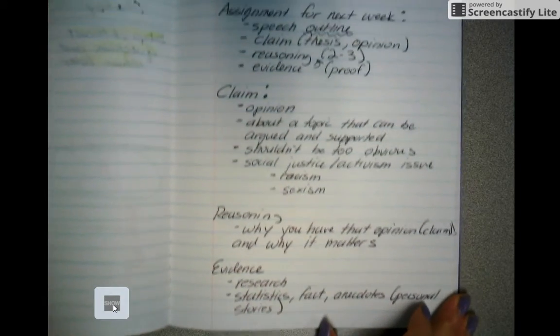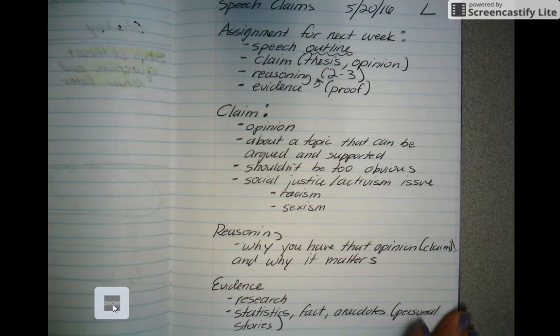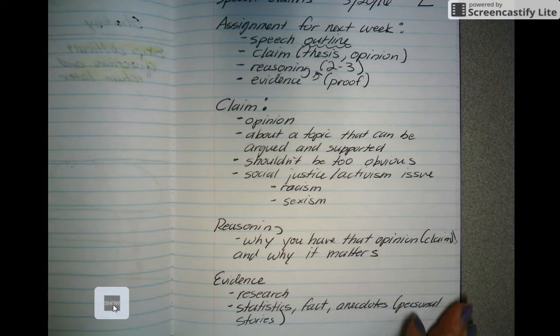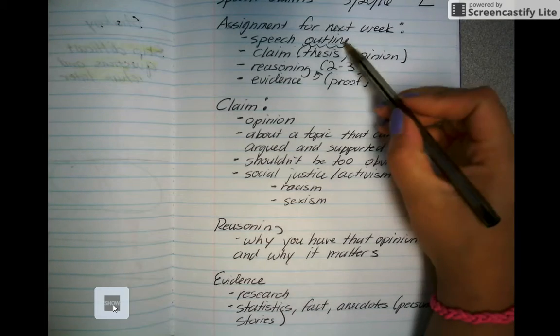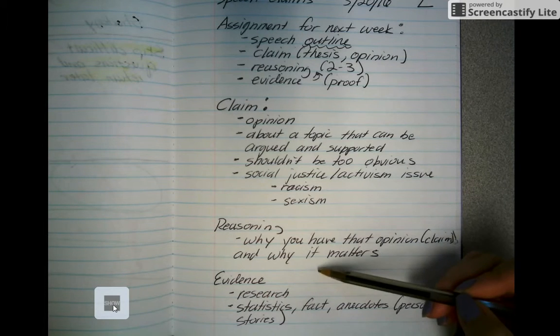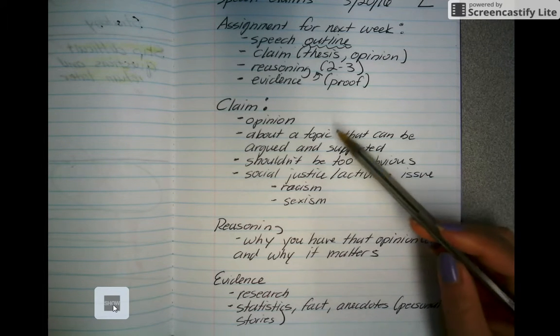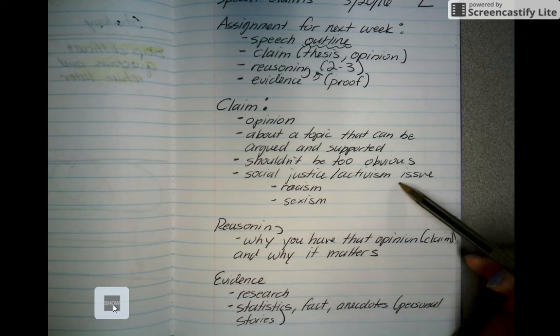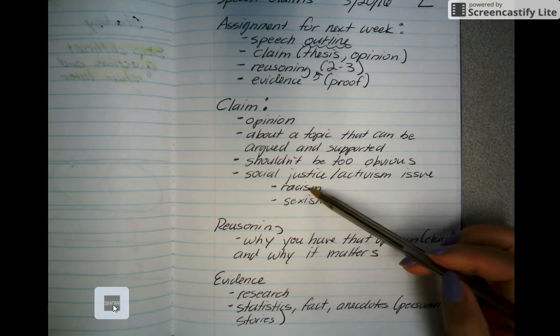So again, your speech outline, which you will start next week, you're not doing this today. I just want you to make sure that you have notes for this today. You're going to do a speech outline that has a claim, reasoning, and evidence that supports your opinion about a social justice or activism issue like racism or sexism.